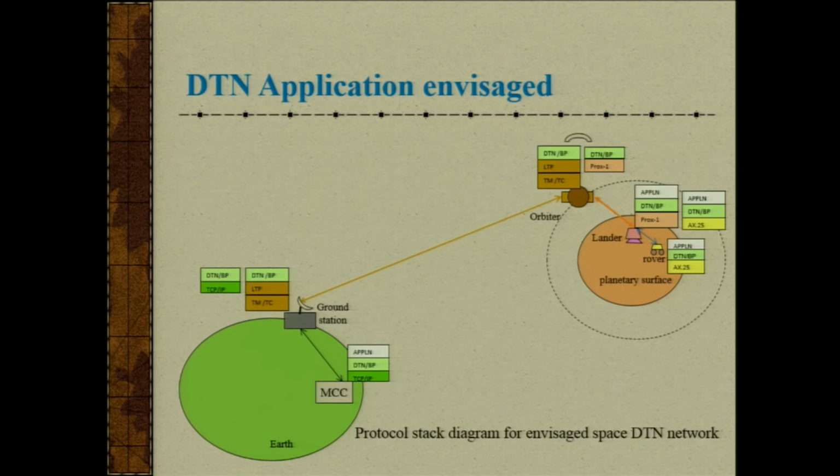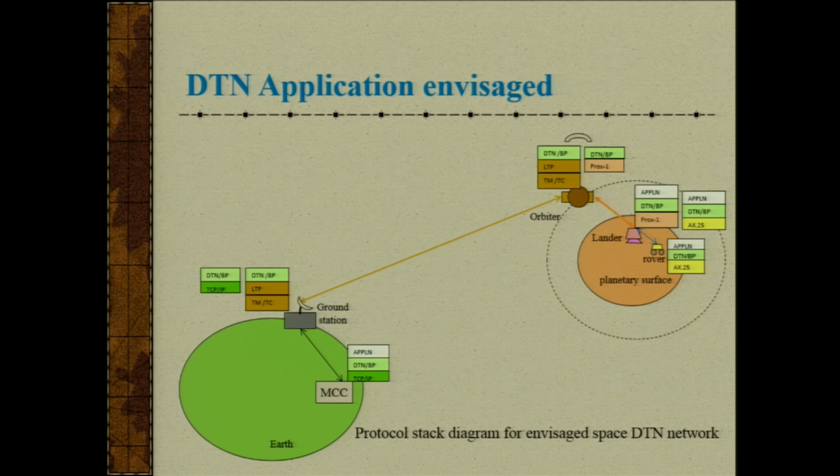Next slide. Okay. This is a DTN application that we are envisaging. Here we have different DTN nodes: an MCC, a ground station, an orbiter, then a lander, then a rover. All of this we have on ground. The DTN is based on a TCP/IP convergence layer.